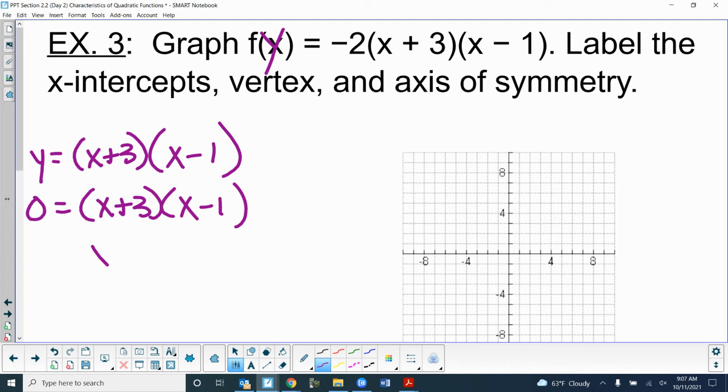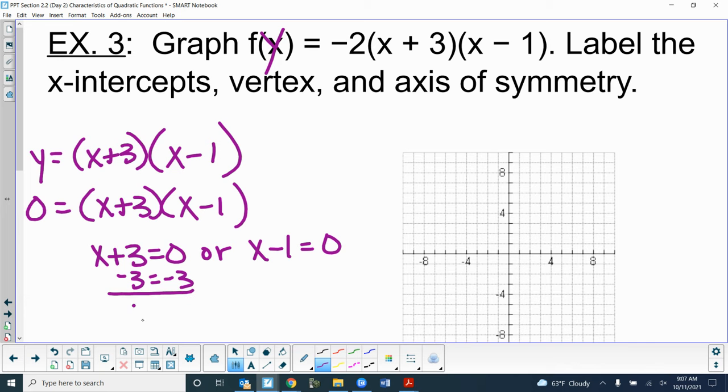So what we do is we just think about it like this. Most of you are going to get to the point where you can look at the 2 factors and tell me what the answers are. It's just going to be the opposite, right? What am I going to do to move the 3 over? Subtract. So one of my x-intercepts is right there. This one we'd add 1, right? So my other x-intercept is here.